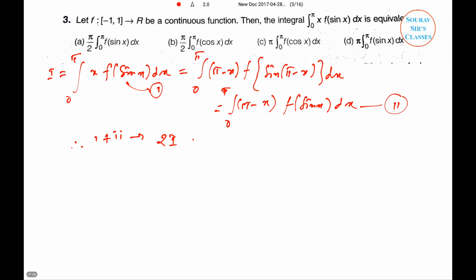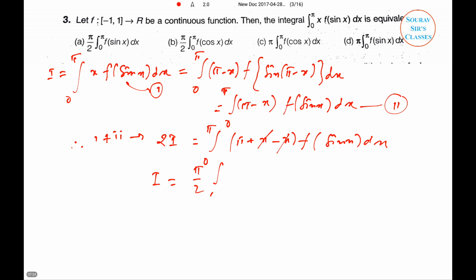So adding 1 and 2, what we get? 2I equal to the integral from 0 to pi of x plus pi minus x, f of sine x dx. So similarly you can just write it as pi by 2, pi will be out of the integral, x will cancel out. So pi by 2, integral 0 to pi, and this will be f of sine x dx. That's it. So you can put it in the function and you can see that option A is the correct answer.